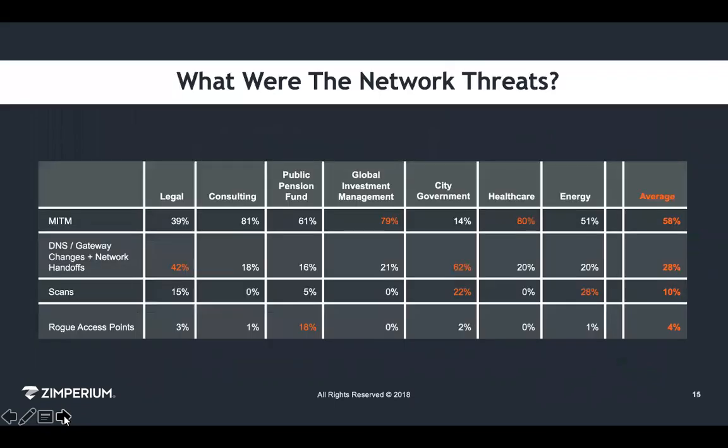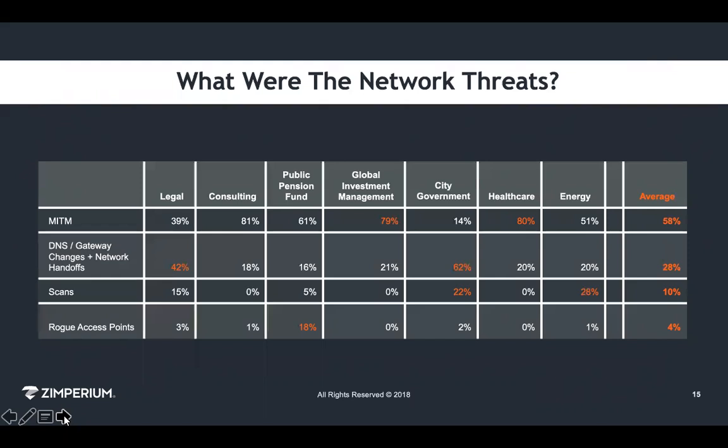So what were the network threats? Well, again, for roll-up purposes, we put a few of these things together. There's man-in-the-middle attacks, which basically is where the hacker has found a way of inserting themselves in the middle of this, and can be stealing data directly or anything along those lines. There's a variation of that, which is all these changes in handoffs. This is where, whether it's DNS or gateway or network handoffs, proxy changes, they will redirect you to places you don't realize you're going, most likely.